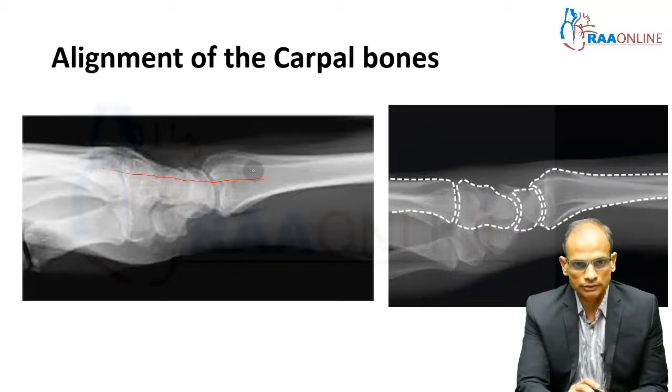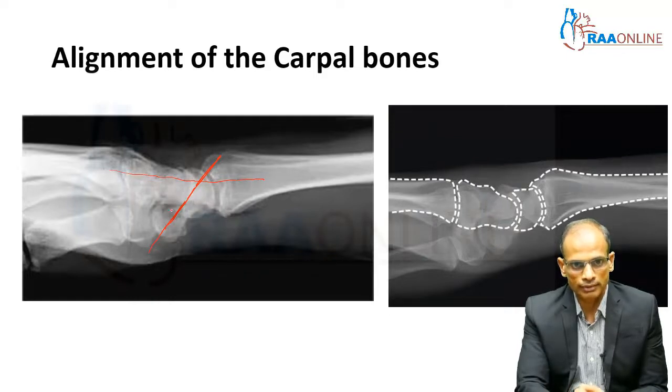Also of importance is the fact that the scaphoid, which is here, is not looking there, but it is looking a bit palmarwards. Or in other words, the scaphoid is sitting at a 45-degree angle to the longitudinal axis of the wrist. Now, why is this important?